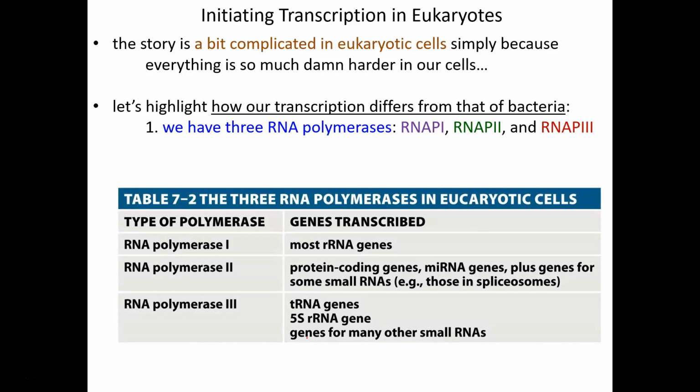RNA polymerase 1 in our cells is responsible for transcribing ribosomal RNA genes. RNA polymerase 3 transcribes transfer RNA genes, smaller ribosomal RNA genes, and some small microRNAs. RNA polymerase 2 is the one we're going to talk about today. RNA polymerase 2 transcribes protein coding genes, the genes that are the instructions for building proteins, and that's really the primary feature of transcription.